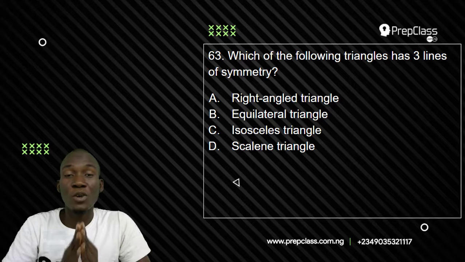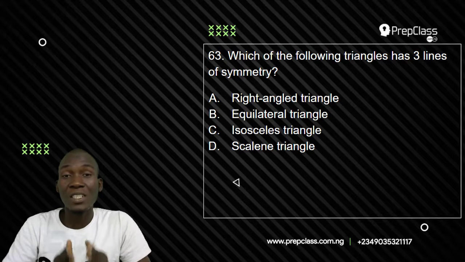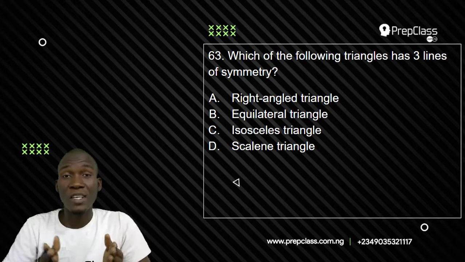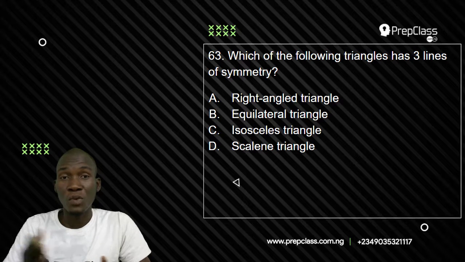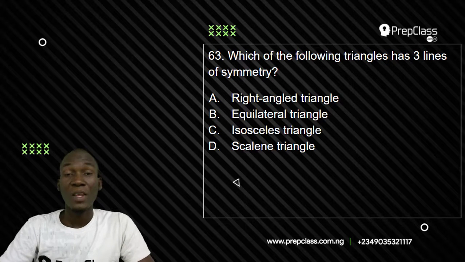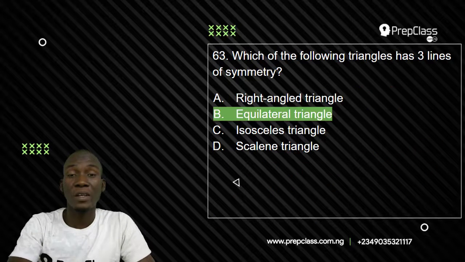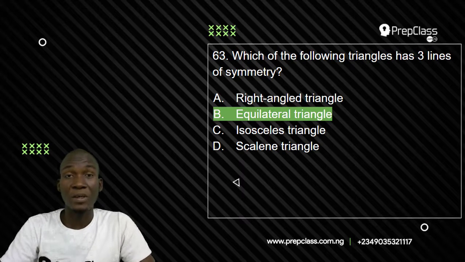So from this question, the correct option is option B, equilateral triangle. This is because the sides of the equilateral triangle are all equal. For an isosceles triangle, two sides are equal, but because the third side is not equal, it will not give us three lines of symmetry. For a scaling triangle, the sides are not equal. So the right answer is B, equilateral triangle.